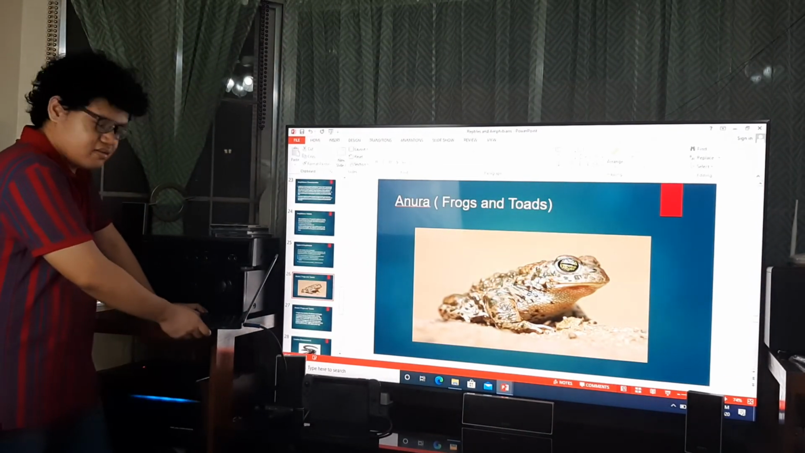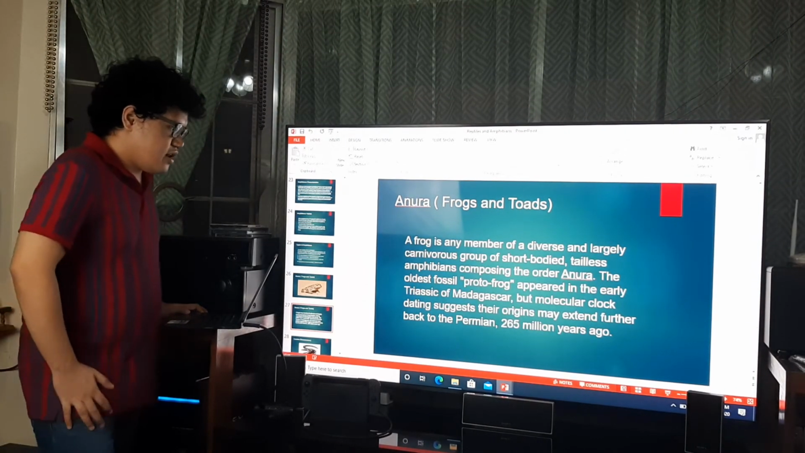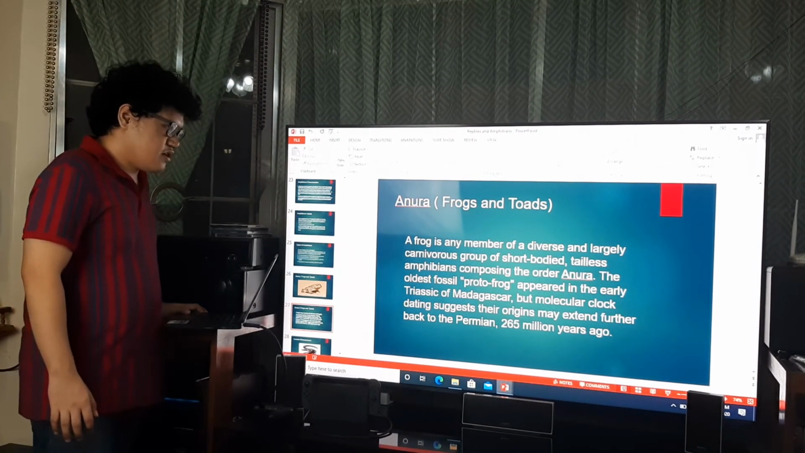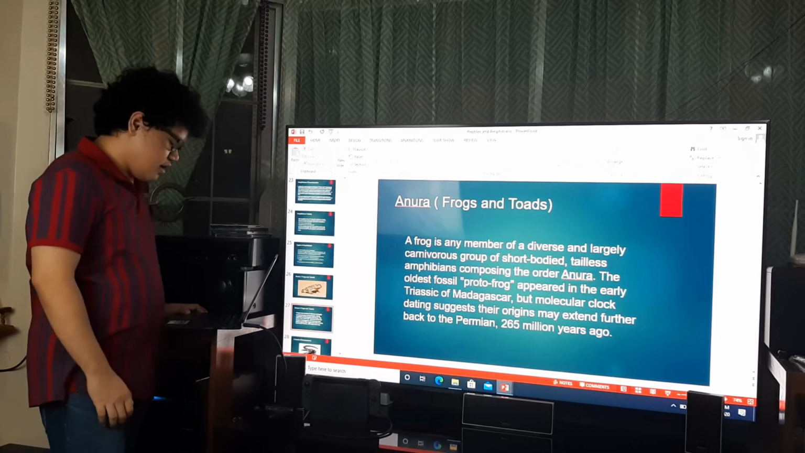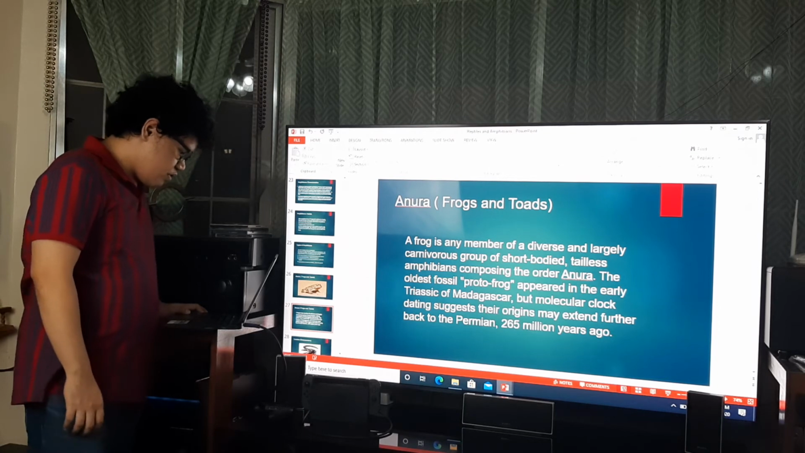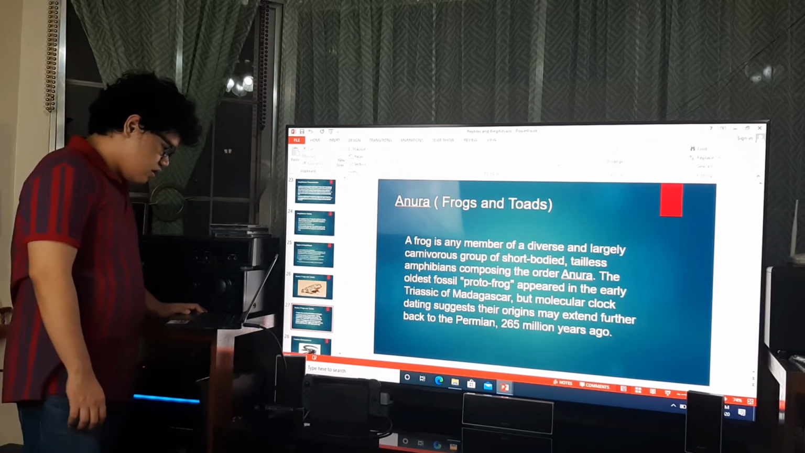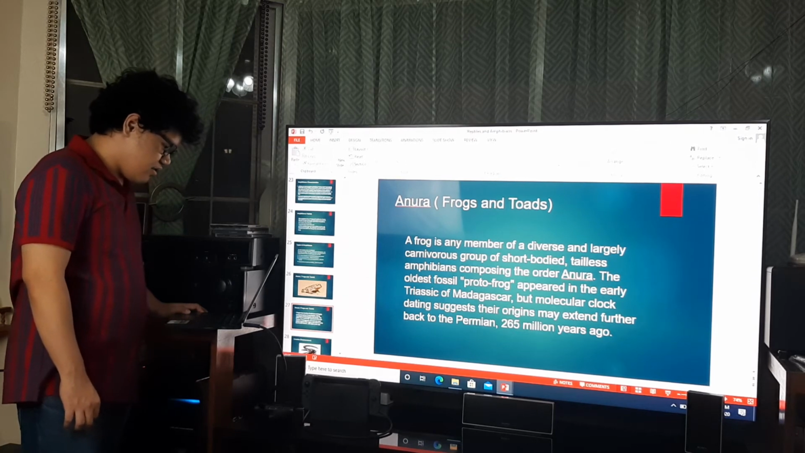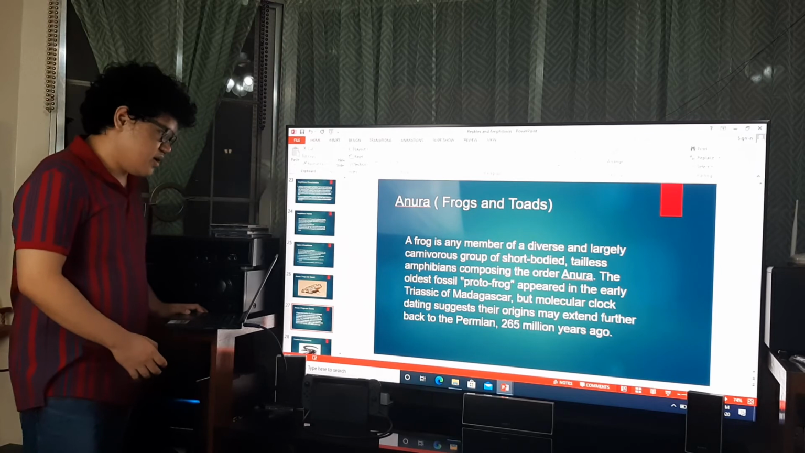Anura, the frogs and toads. A frog is any member of a diverse and largely carnivorous group of short-bodied tailless amphibians composing the order Anura. The oldest fossil protofrog appeared in the early Triassic of Madagascar, but molecular clock dating suggests their origins may extend further back to the Permian, 265 million years ago.